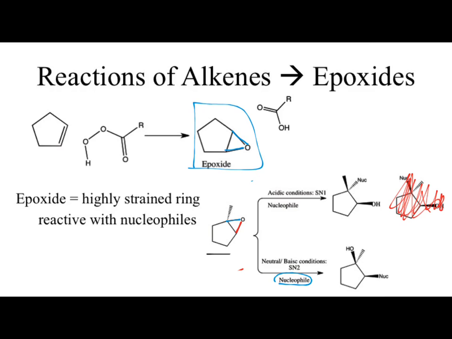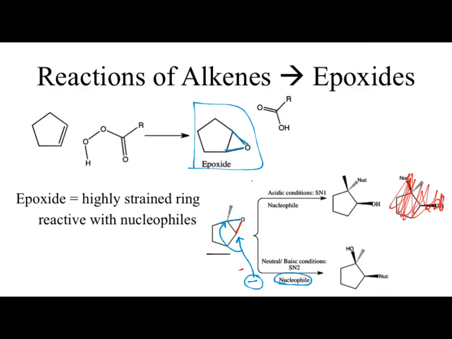What do we end up reacting if we're under basic conditions? We have to have a nucleophile, and in this case a strong nucleophile. What's a red flag for a strong nucleophile? Negative charge. That negative charge is going to come in and react with one of those carbons, either our red or our blue carbon. Which one's going to be the easiest for that negative charge to interact with? The red one. Why? Less sterics.